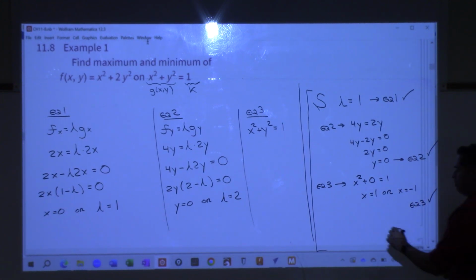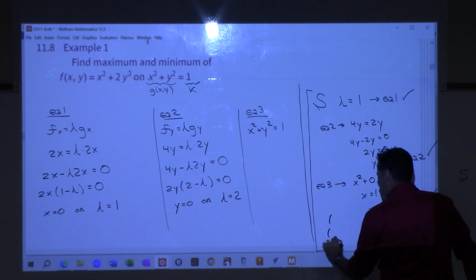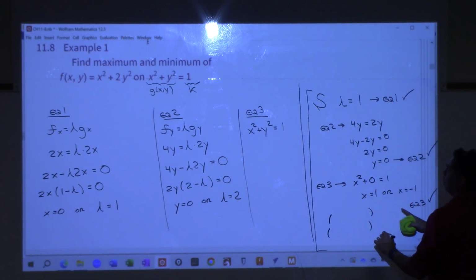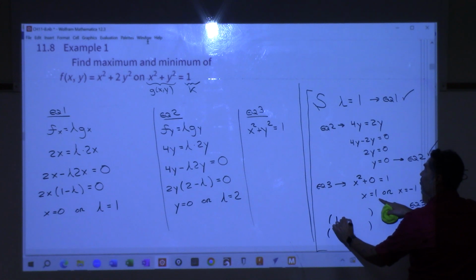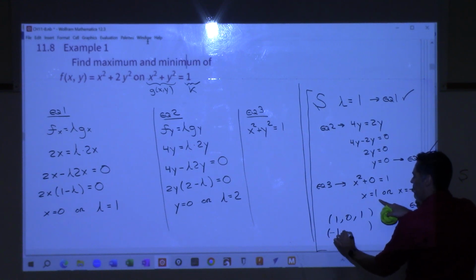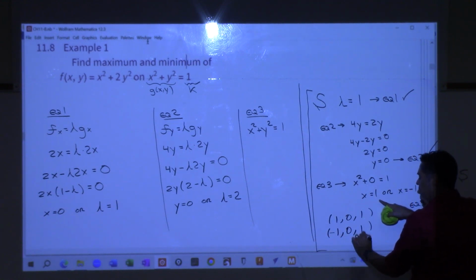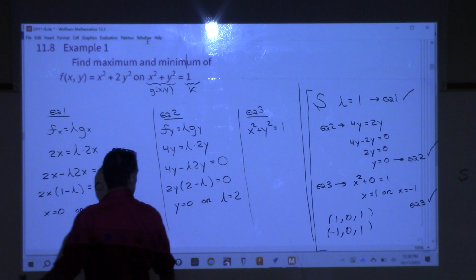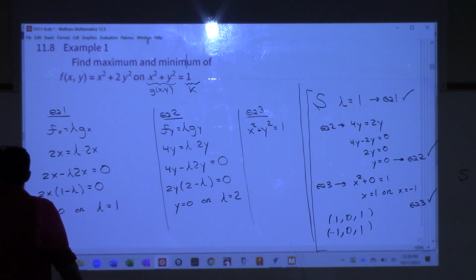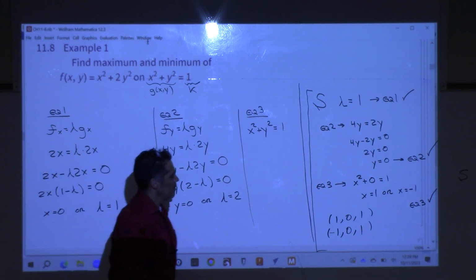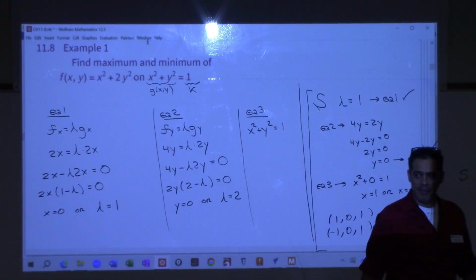So let's see, what do my triples look like here? 1 for x, what was y? 0, and then lambda was 1. Or I could have negative 1 for x, y was 0, and lambda was 1. Okay, so I'm going to put those over here. 1, 0, 1, negative 1, 0, 1. Okay, good?